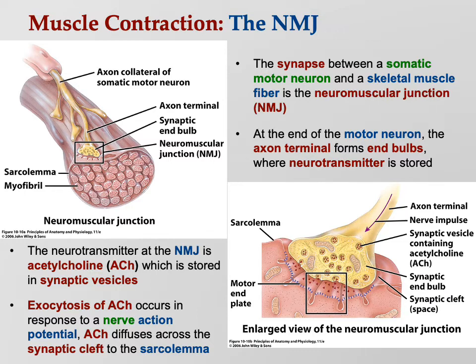So the nerve action potential is what's going to cause the vesicles, the little sacs, to burst open, and they'll release the acetylcholine. So in the lower right, you can see that happening. The acetylcholine is released. It diffuses across the synaptic cleft down to the sarcolemma, and that's what's going to ultimately make the muscle contract.